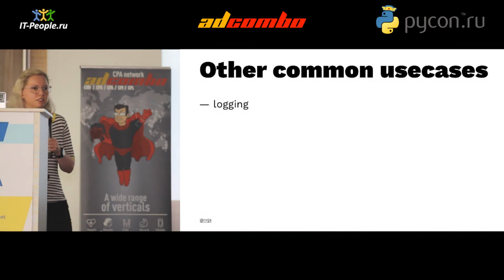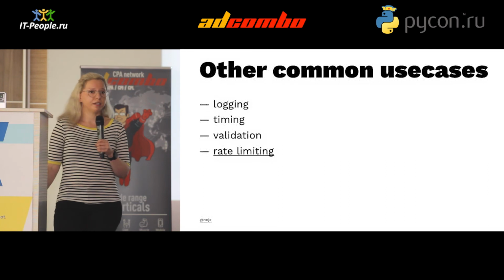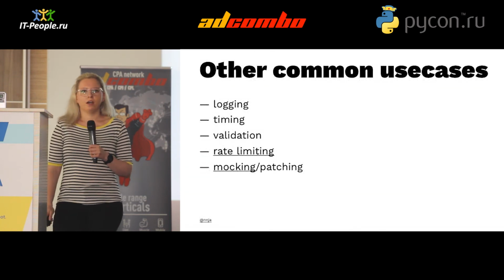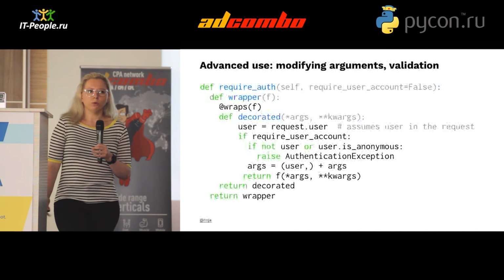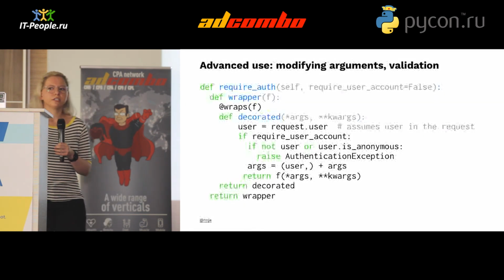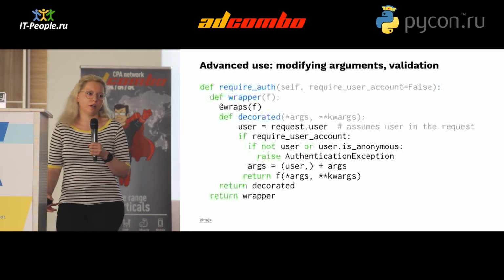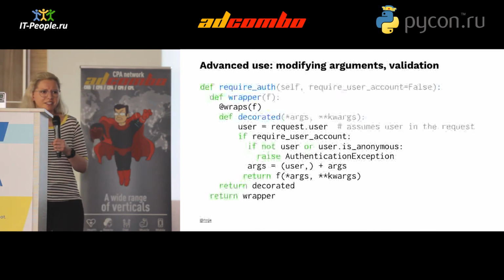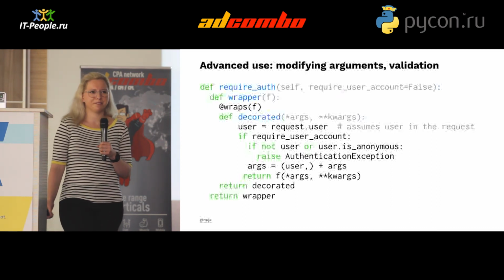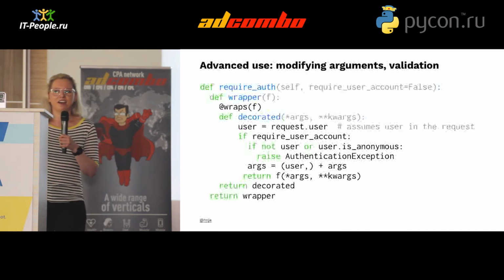Some other common use cases for decorators: logging, timing, validation, rate limiting is a pretty good one, mocking and patching. So a cool advanced usage of decorators is you can also modify those arguments that are passed into the underlying method and do a bit of validation. This example comes from a code base of a startup I used to work at, and I thought it was like the coolest thing ever when I first read it.